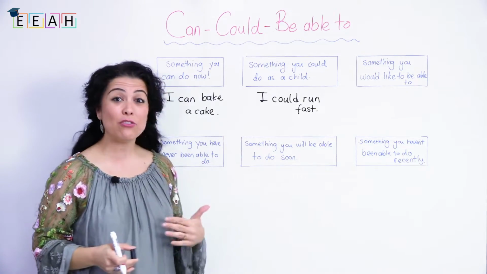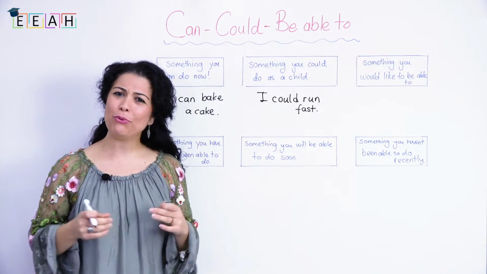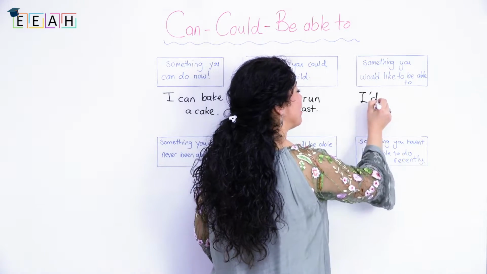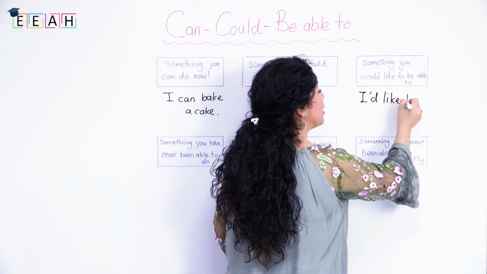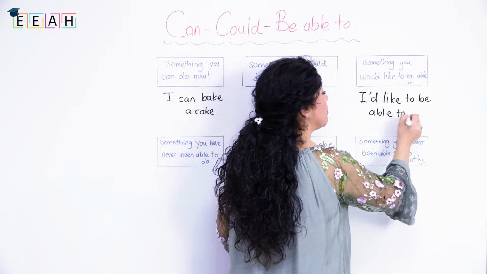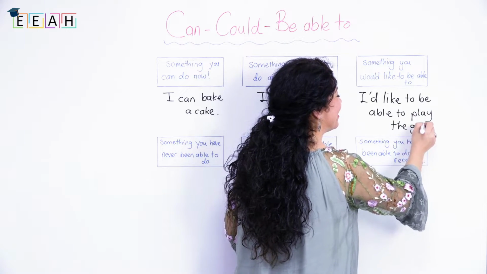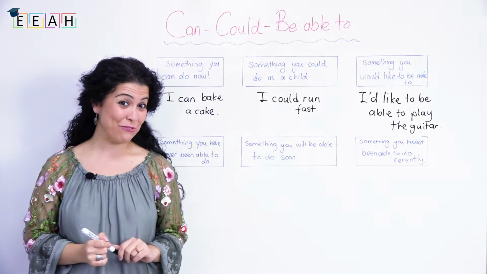Next one. Something you would like to be able to do. Well, I'd like to be able to play the guitar. I can write it like this, would, right? I'd like to be able to play the guitar. What about you guys? Write true sentences, don't forget.